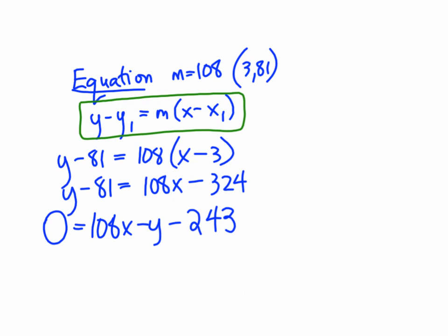Simplify your information and get it into standard form where it equals 0 and your x term is positive. So it ends up equaling 108x minus y minus 243.